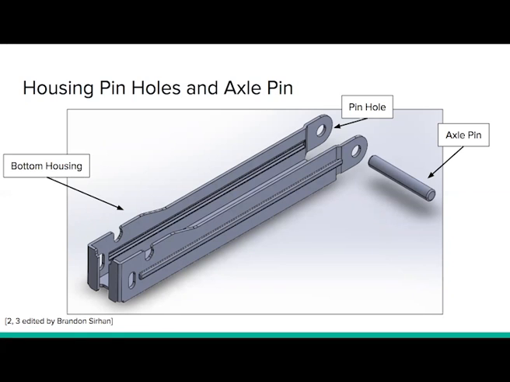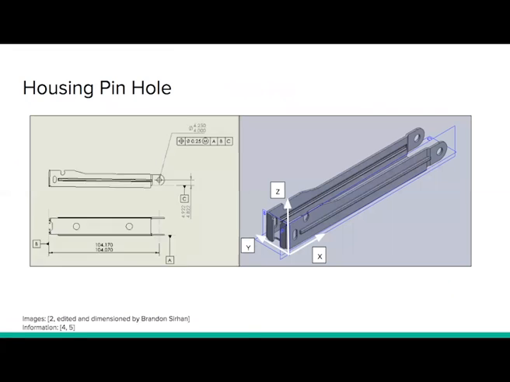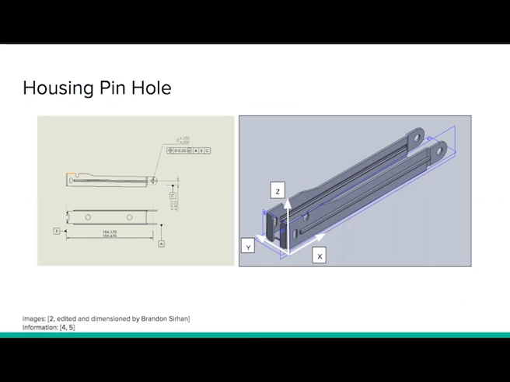Through application of GD&T, we intend to control the location and size of the pinhole on the bottom housing, as well as the size and the form of the axle pin. To control the location of the pinhole, we established three datum planes as shown by the GD&T symbology in the drawing on the left. Datum planes A, B, and C constrain the location of the bore in the X, Y, and Z coordinate axes. These datum planes can be imagined on the 3D part as shown in the figure on the right.